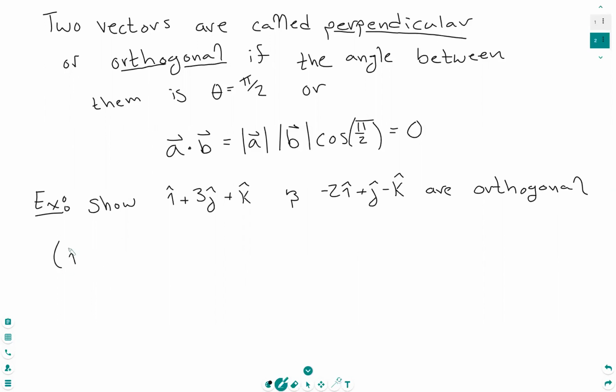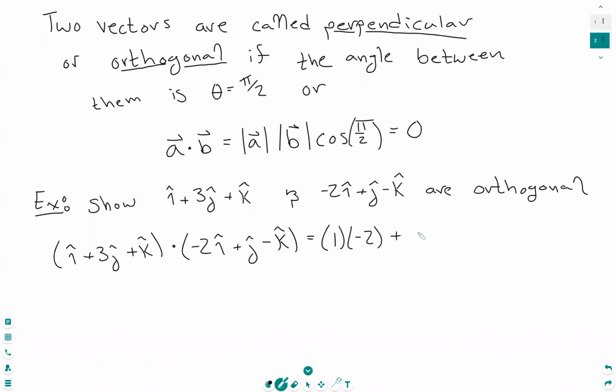So let's go ahead. We have i hat plus 3j hat plus k hat, and we're dotting this with our vector negative 2i hat plus j hat minus k hat. So we conduct our dot product here. We get 1 times negative 2, plus 3 times 1, plus 1 times negative 1. Right here we get a negative 2, a 3, and then a negative 1. So it looks like our dot product is 0. This means that they're orthogonal, and that's all we really had to show. We just said that their dot product was equal to 0.